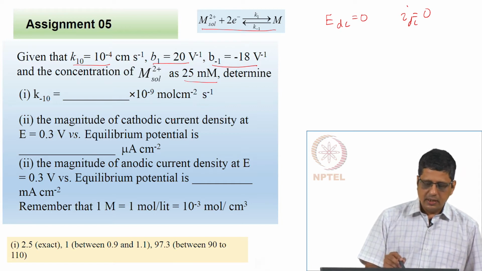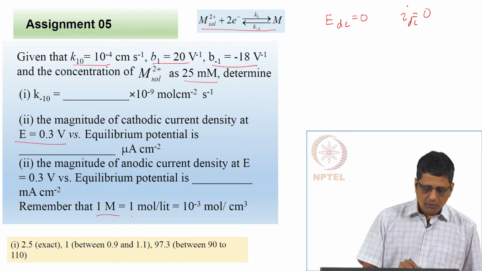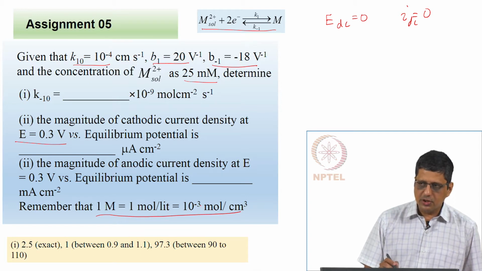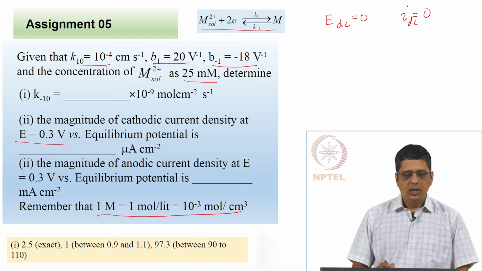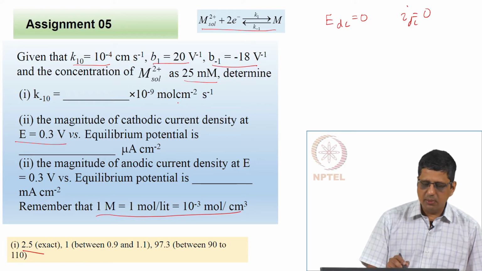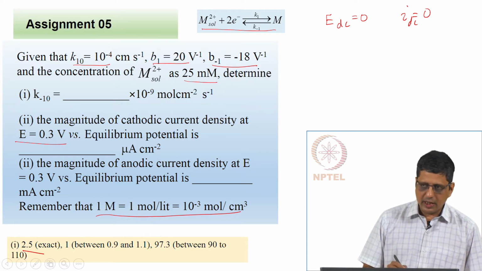Then the next question is, at a DC potential of 0.3 volt with respect to equilibrium potential, what is the magnitude of cathodic current density and what is the magnitude of anodic current density? While doing the calculation, we should remember that 1 molar is 1 mole per liter, and when you convert that to moles per centimeter cube, it becomes 0.001 moles per centimeter cube. The answers that we expect are 2.5 multiplied by 10 power minus 9 moles per square centimeter per second. Then for the cathodic current density, we expect it to be somewhere between 0.9 to 1.1, and for the anodic current density, we expect it to be close to 97 milliamp per centimeter square.